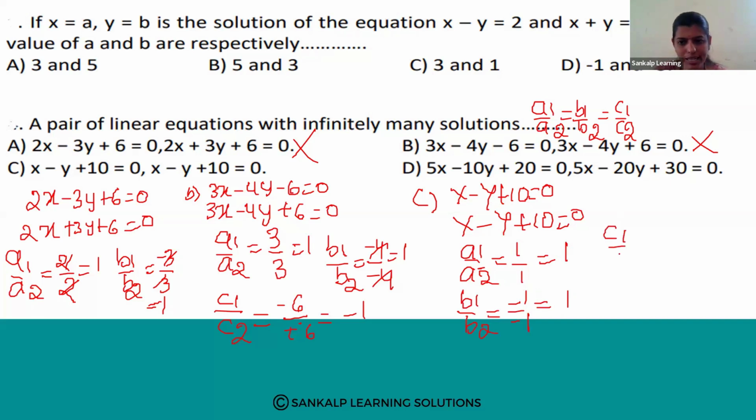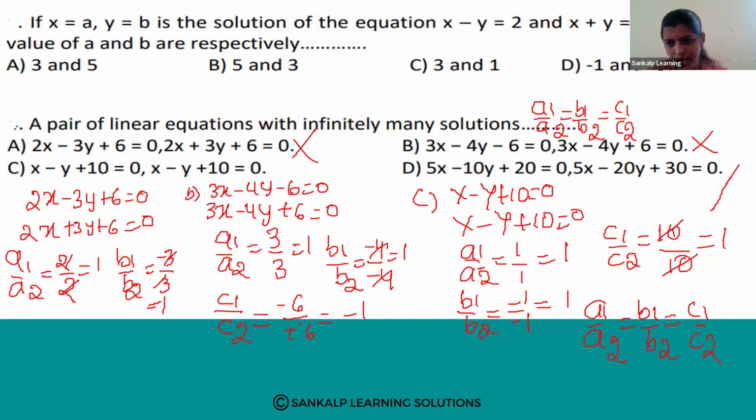c1 divided by c2, what do you get? c1 value is 10 and c2 value is 10. So, 10 ones are 10, 10 ones are 10. That means you will get 1. In this case, you are going to get the result a1 divided by a2 is equal to b1 divided by b2 is equal to c1 divided by c2. So, in this condition, you will have infinitely many solutions. When the two lines are coincident, so one line is overlapping on another line, then you will get infinitely many solutions. Therefore, option C is right.